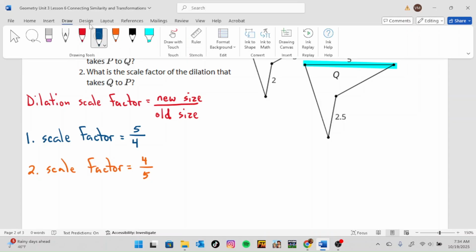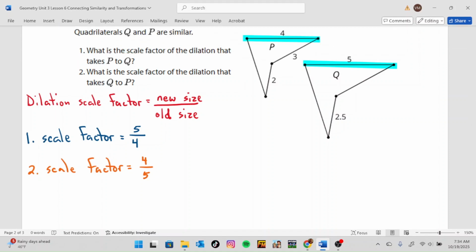Now we could double check these just to be sure. If I'm going from P to Q, then I have 4, which is 4/1, times this scale factor of 5/4. These 4's would cancel each other out, so I would have 5/1, which is 5. And that's exactly what I see right here.